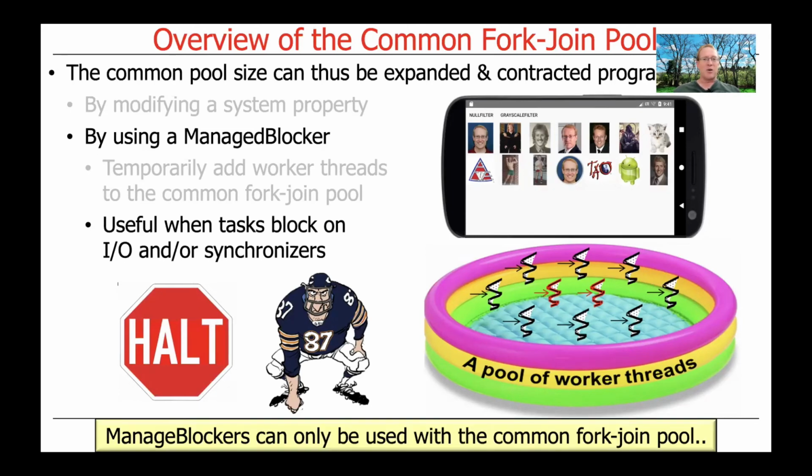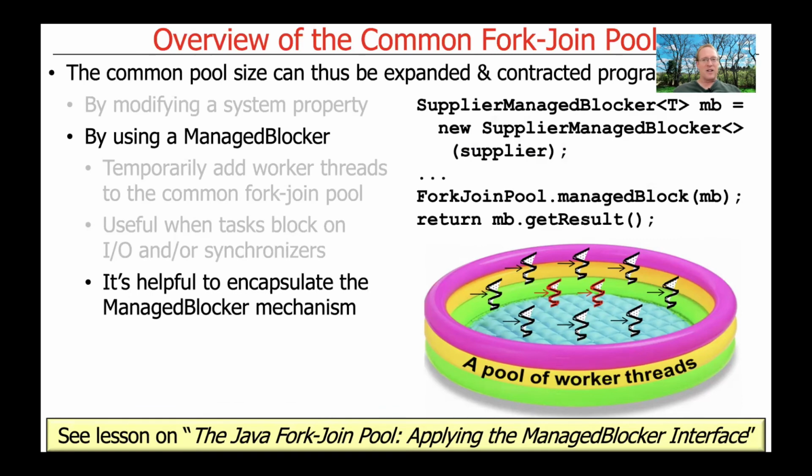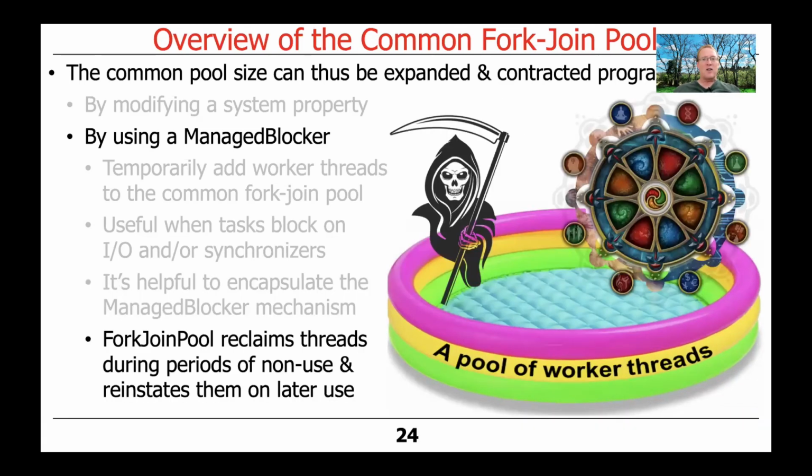Now, a couple things to note. Managed blockers can only be used with the common fork join pool. You can't use a managed blocker with a custom fork join pool. Another thing to keep in mind is it's often helpful to encapsulate the managed blocker mechanism. Managed blockers are powerful, but they're a little bit ugly to program. Therefore, it's potentially convenient to encapsulate them within another helper class. We'll talk about that in just a moment when we look at the blocking task mechanism.